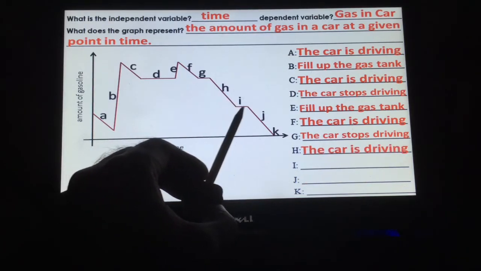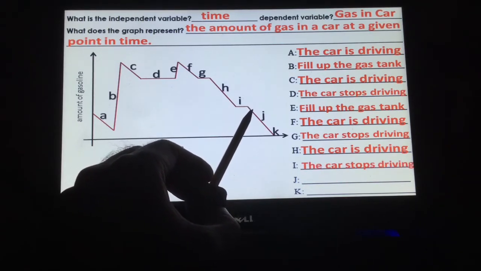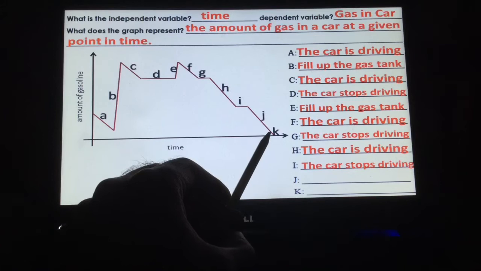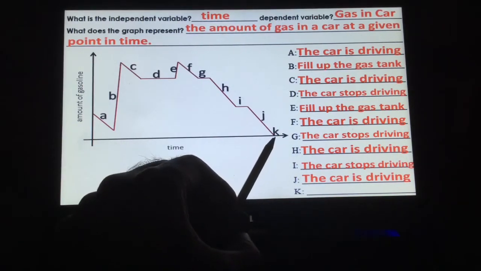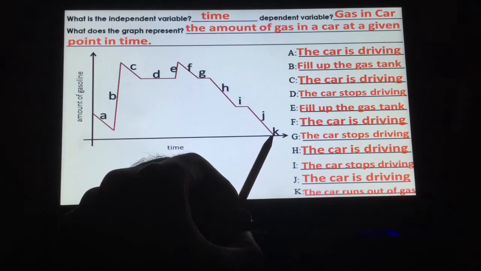Part I, nothing's happening, all right, so that means the car stopped again. Part J, it's decreasing, so therefore the car is driving. And K, since it's all the way at the bottom, that means that probably the car ran out of gas.